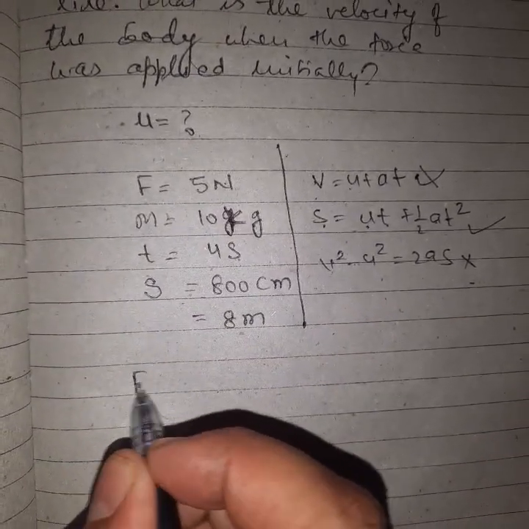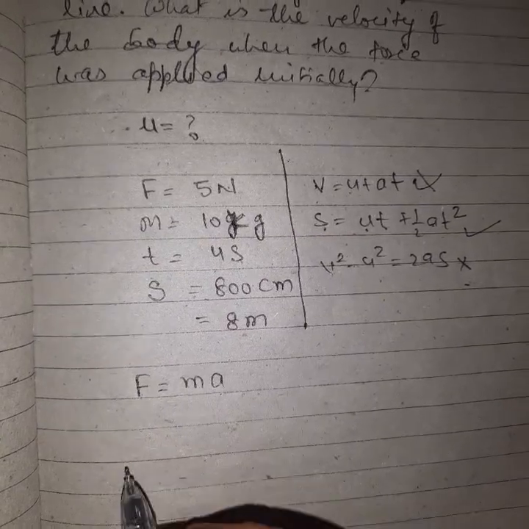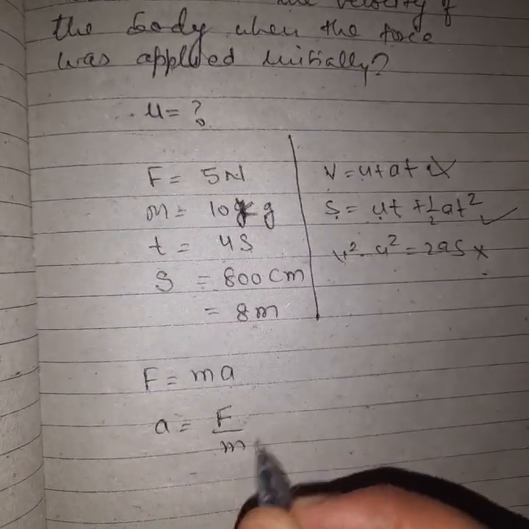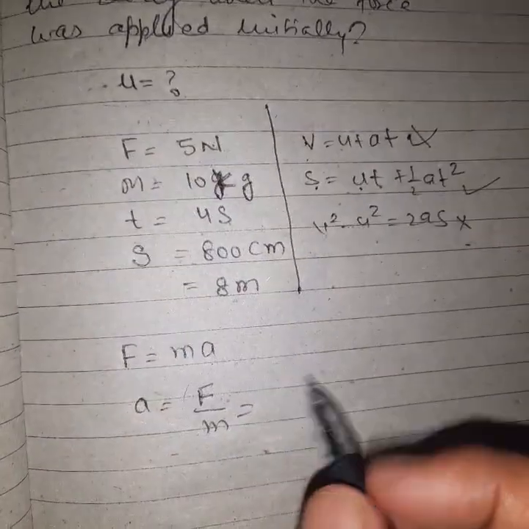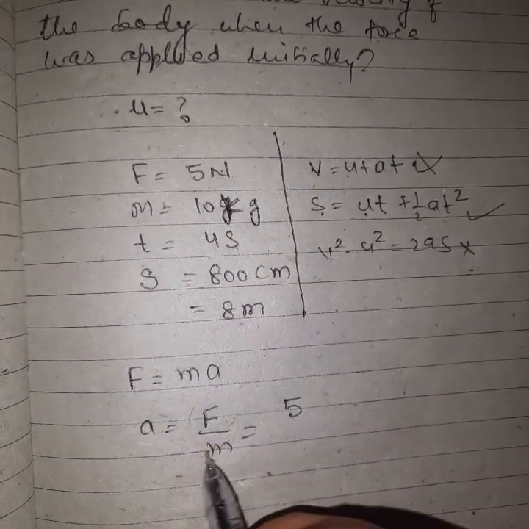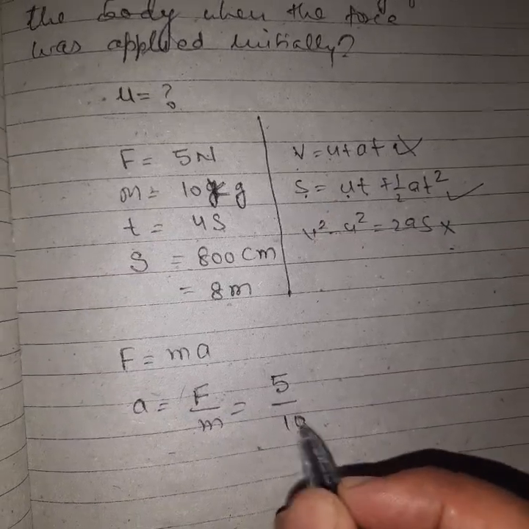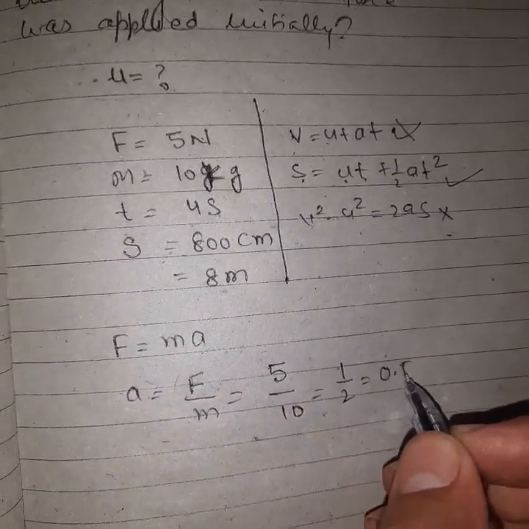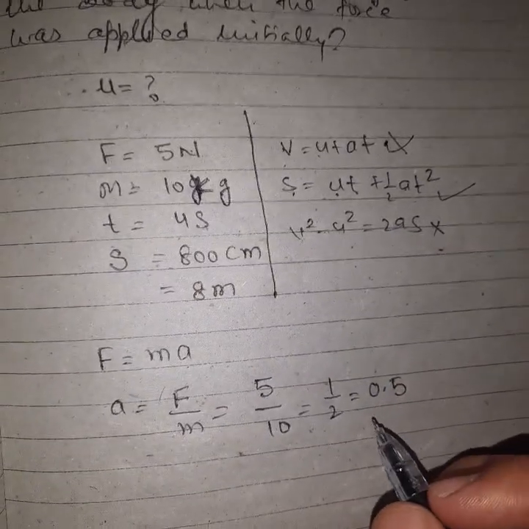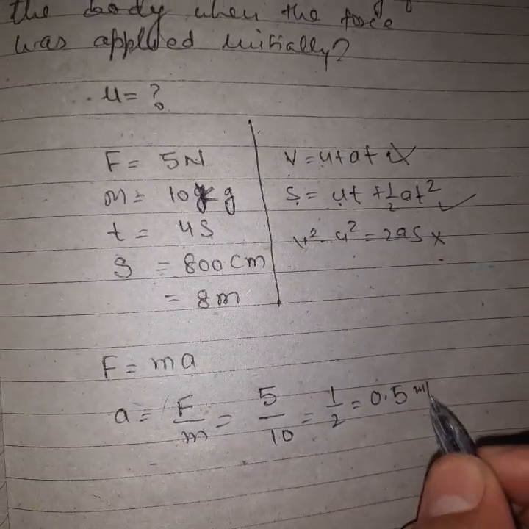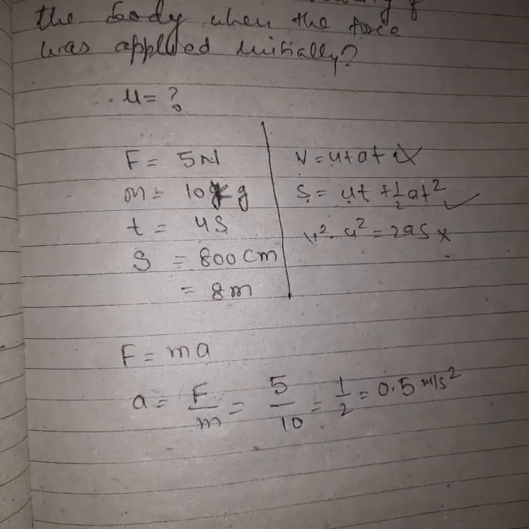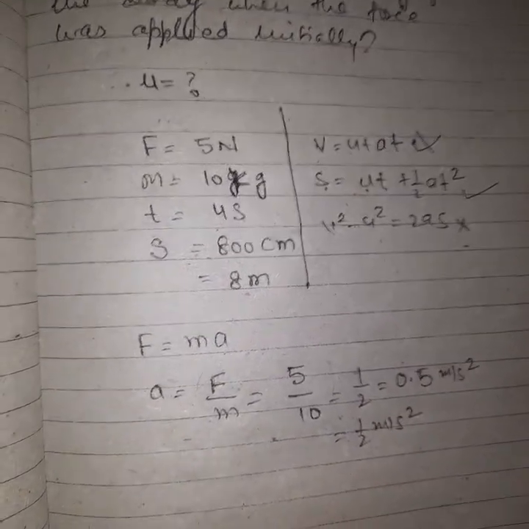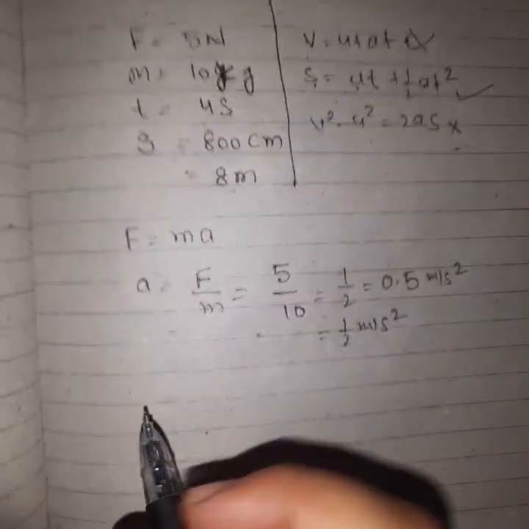So listen students, F is equal to ma, clear? To find a, a is equal to what? F by m. What is F? F is equal to how much? 5 Newton. What is m? m is equal to how much? 10. So simply we can say 1 by 2 is equal to 0.5, unit of it what? Meter per second square. You can take simply 1 by 2, no problem. So we can write 1 by 2 meter per second square. Clear? So now we have to find out u.